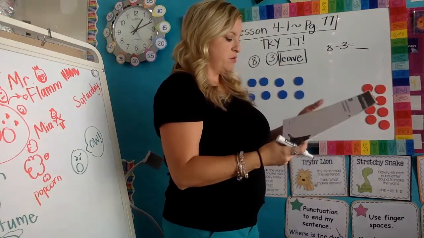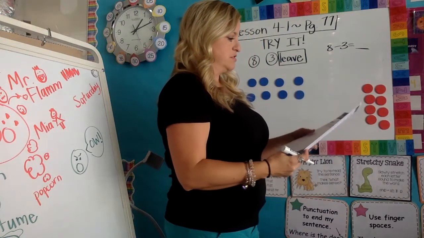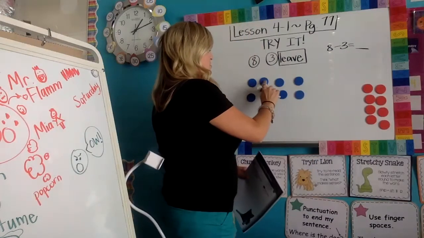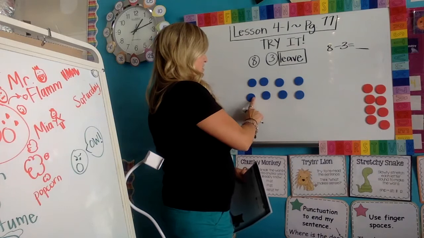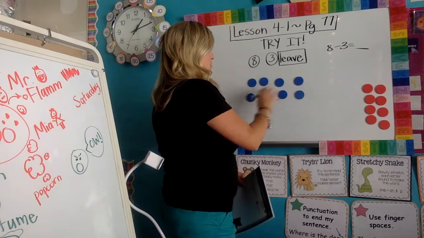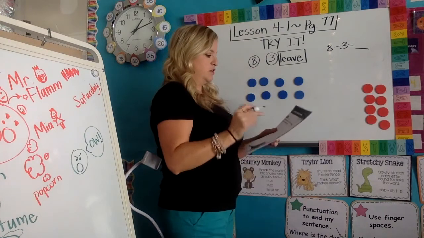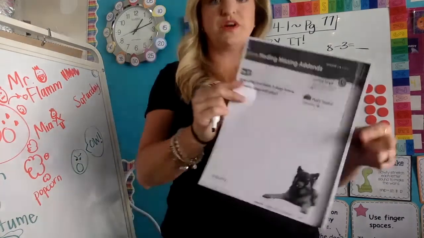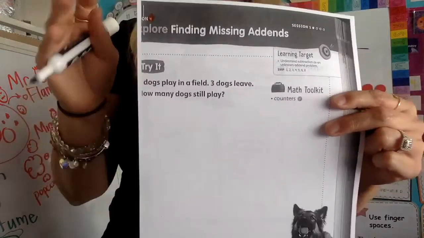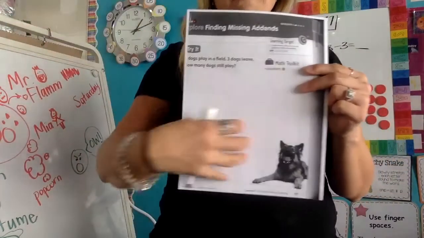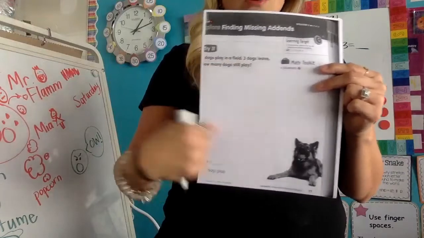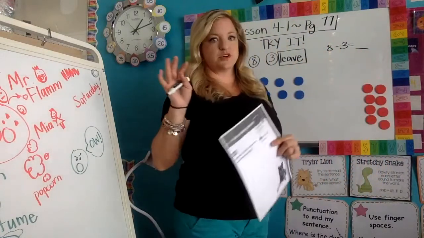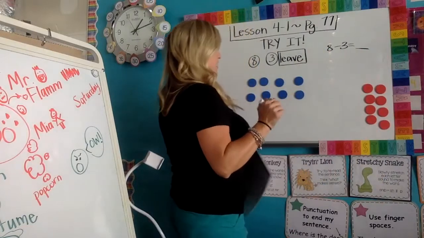Okay, so what I want you to do is I want you to use counters and figure this out. So I have my dots up here. I have 1, 2, 3, 4. Then I know this is 4 because they all have a partner. 4 plus 4 is 8. Okay, this is where it says try it. If you notice right here, it says try it. That's where you need to pause and see if you can figure out how many dogs are still playing after 3 leave. Okay, so hit pause and try it.